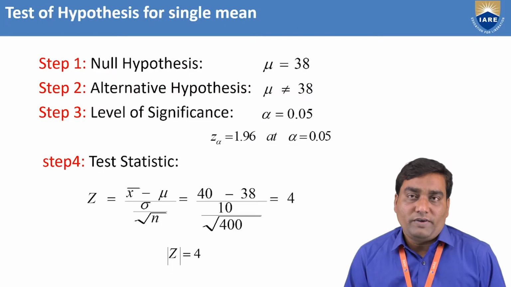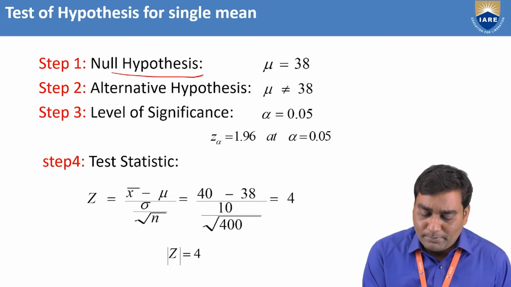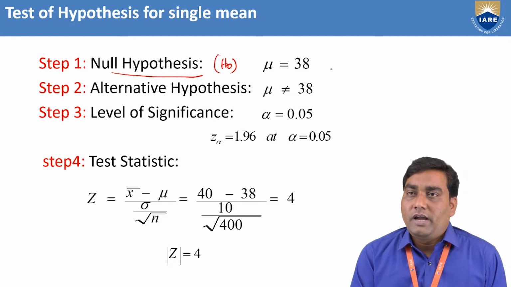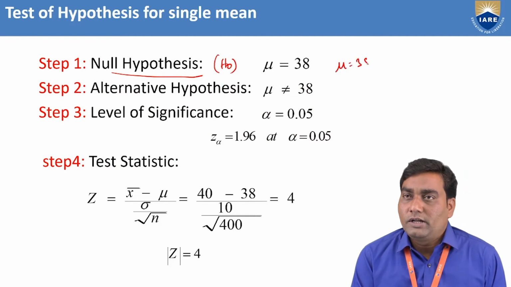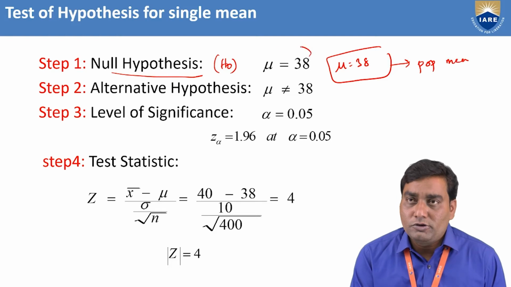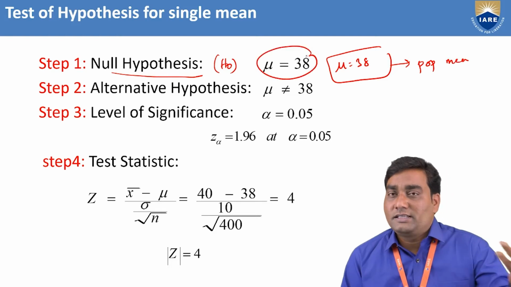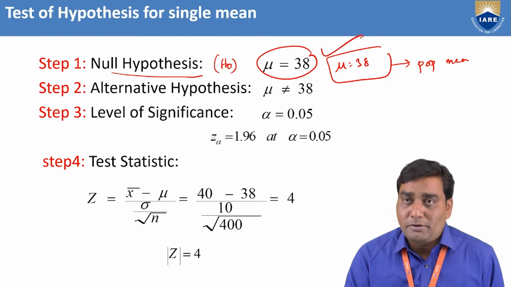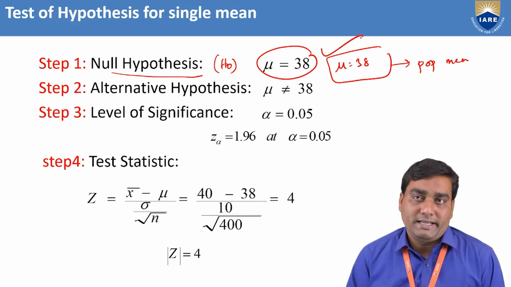Now, all the 5 steps. Step 1, we are going to set up the null hypothesis, which is H0. We have to define mu equal to 38, which is the population mean. That means mu equal to 38, whatever the statement is given, the sample came from this population with the mean mu equal to 38.